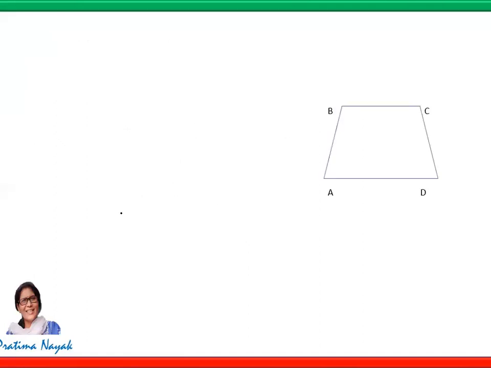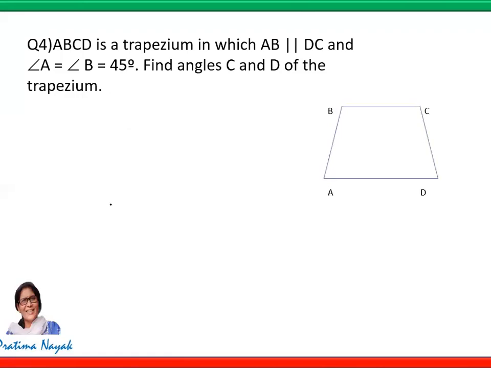Next, ABCD is a trapezium. Angle A and angle B are 45 degree. Angle A is 45 degree, angle B is 45 degree. This is a trapezium. You have to find angle C and angle D.